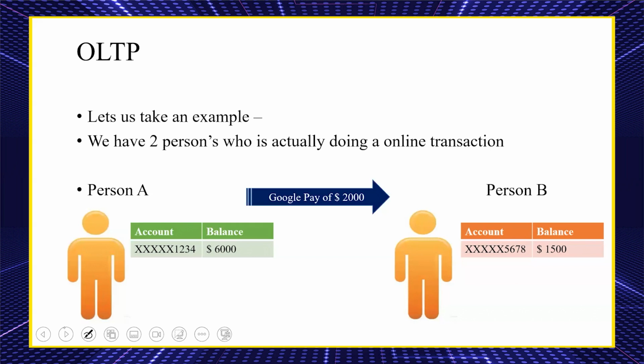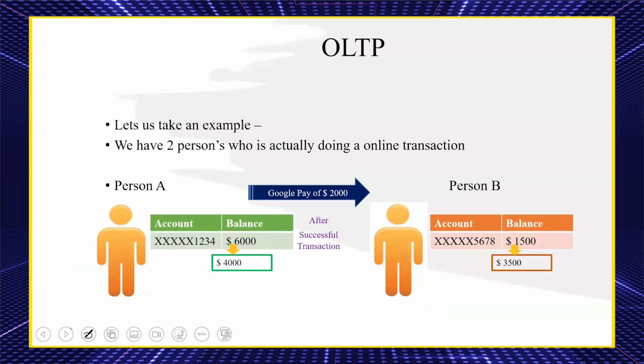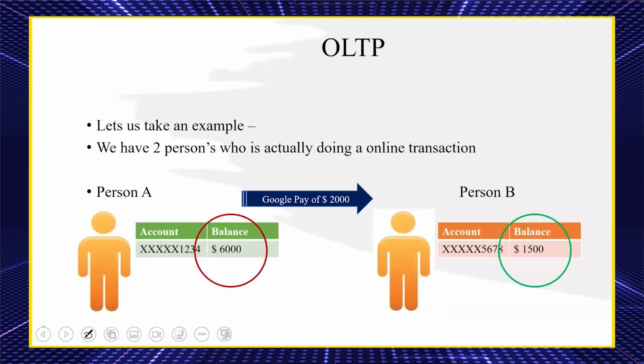Now, immediately when I have done a Google Pay, it should be done in a fraction of seconds. By now, it should be done. It should be in your account. But in person B's account, how much should be the balance? 3,500 should be the balance after a successful transaction. Right. But how much should be there in person A's account? Here 4,000. Here it is 3,500.